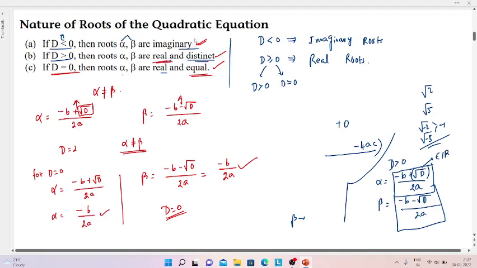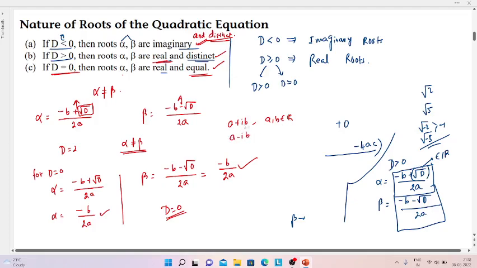You can add this particular term, and distinct, right? For D less than 0, the roots will become imaginary and distinct. This is not necessary to say because imaginary roots are coupled roots, right? So if one root is of the form a plus ib, where a, b are real numbers, then another root will become a minus ib.